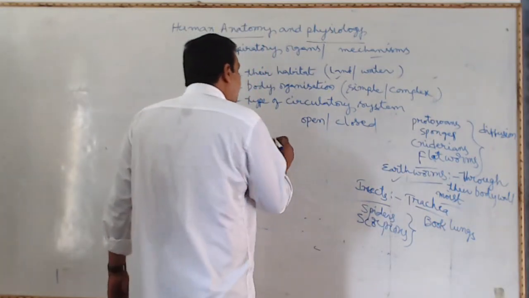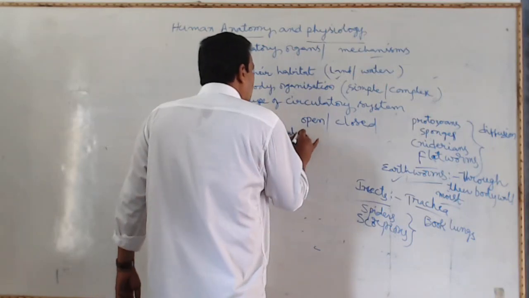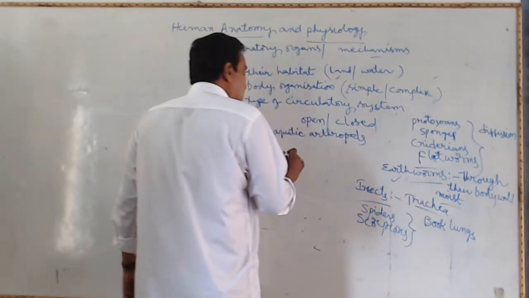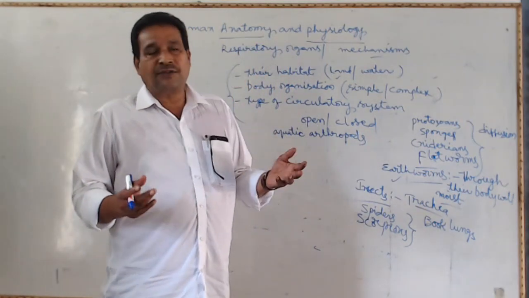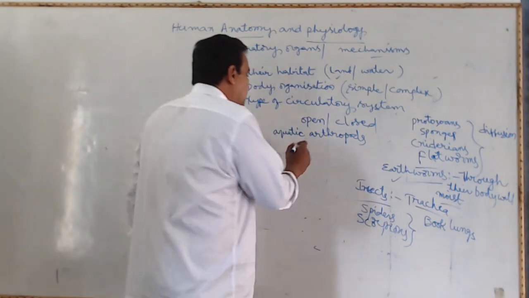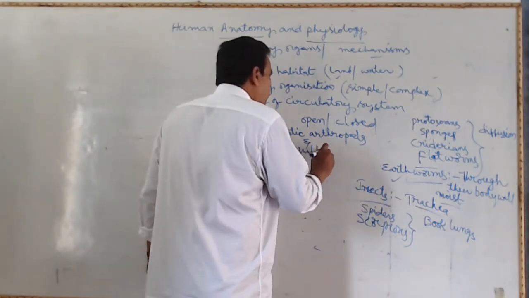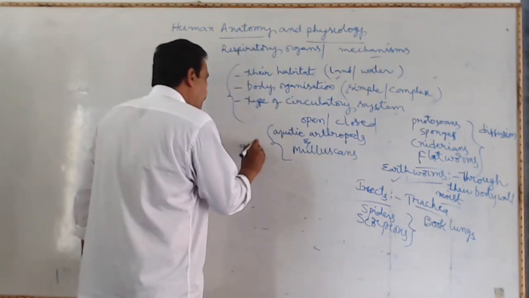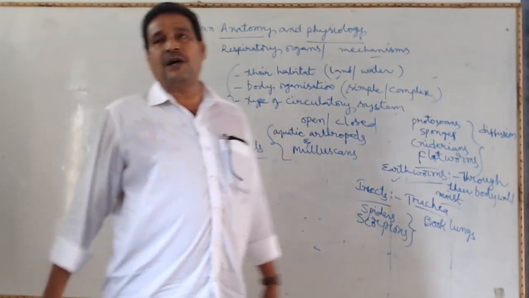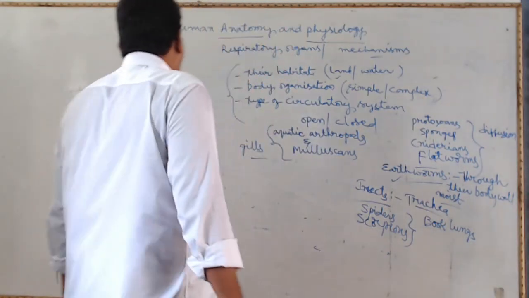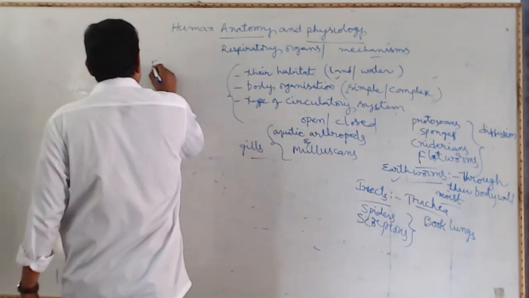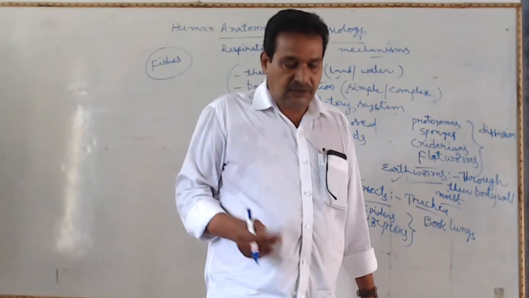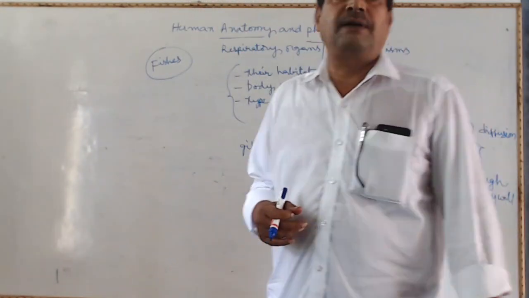And other aquatic arthropods like crabs and prawns, and mollusks, they have gills, vascular structures for the exchange of gases. And what about fishes? We have already discussed gills, gill respiration, branchial respiration.